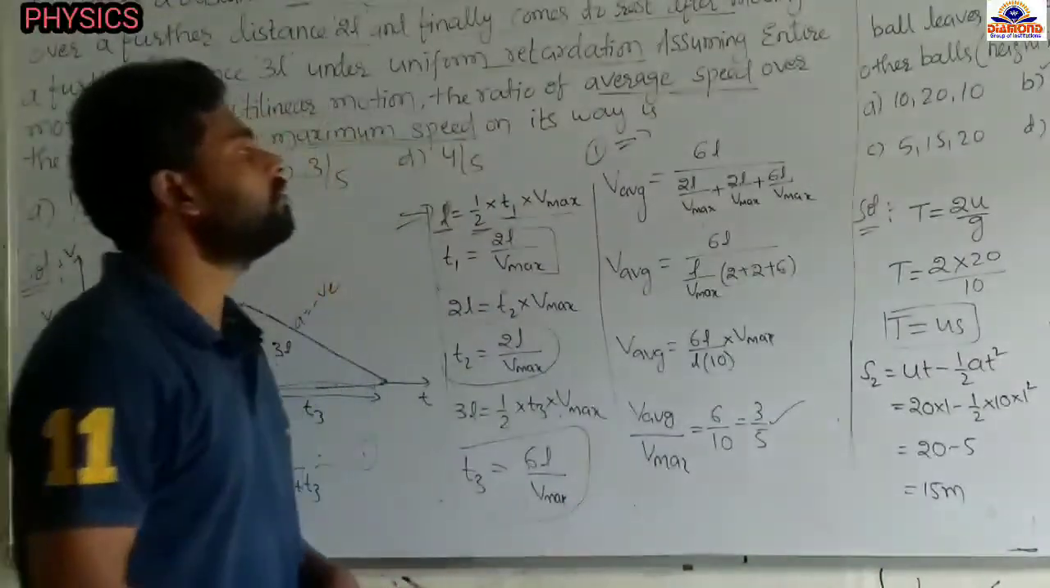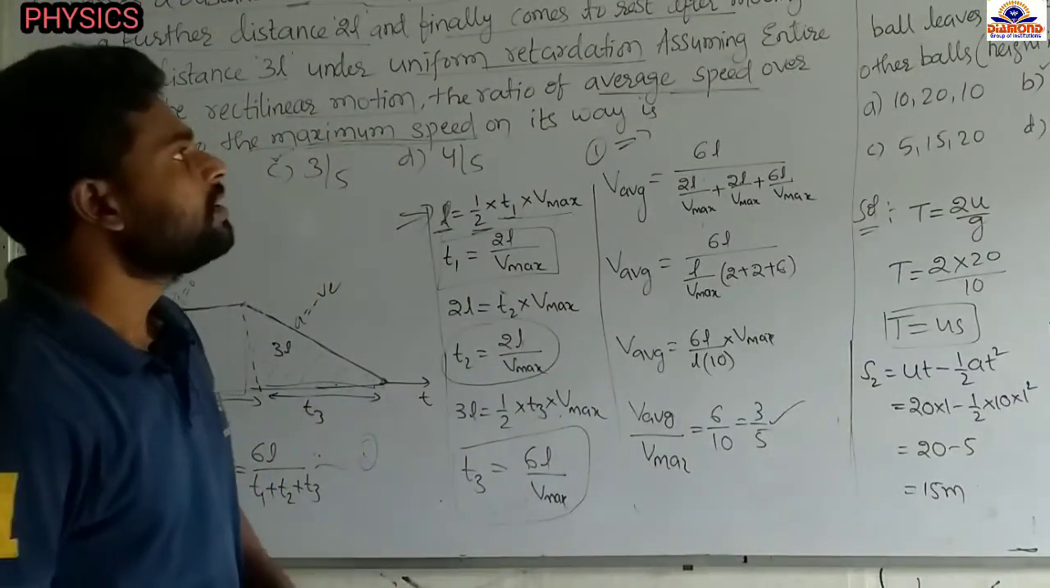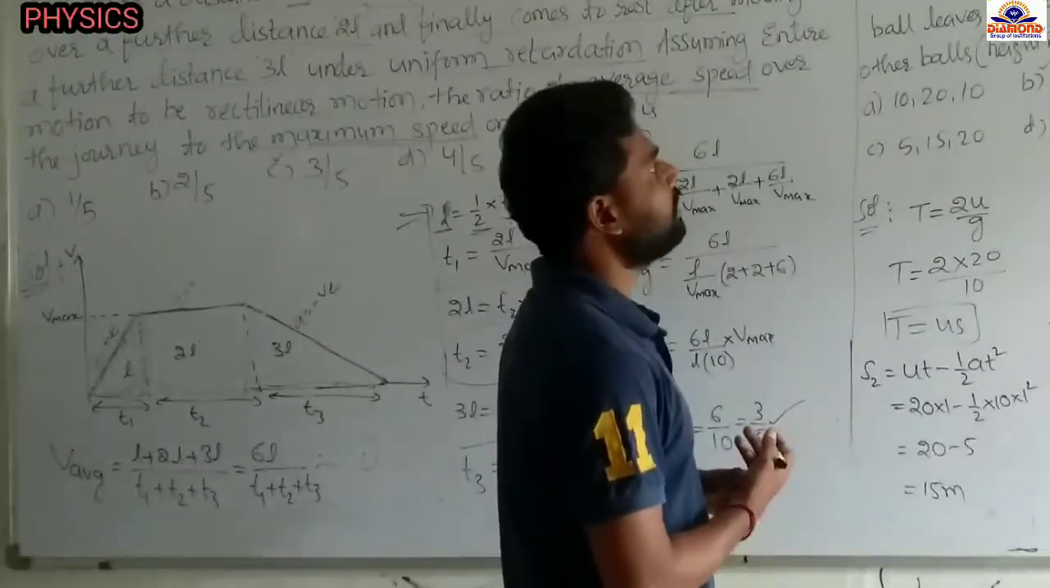Okay, next let's see one more question. A juggler keeps on moving 4 balls, throwing the balls after regular intervals.